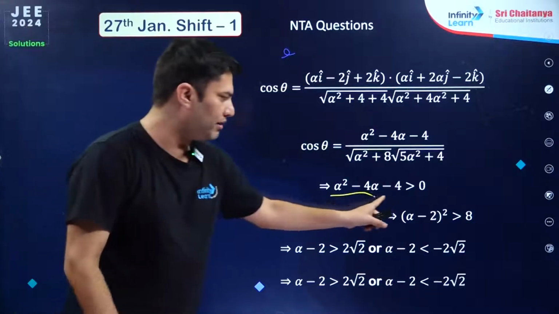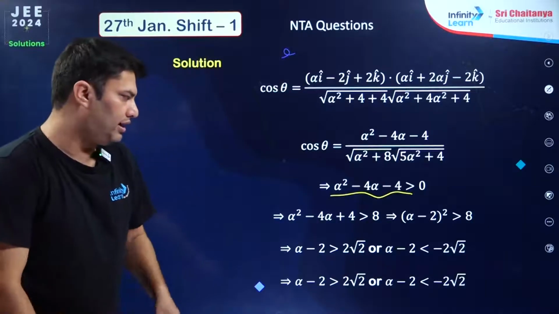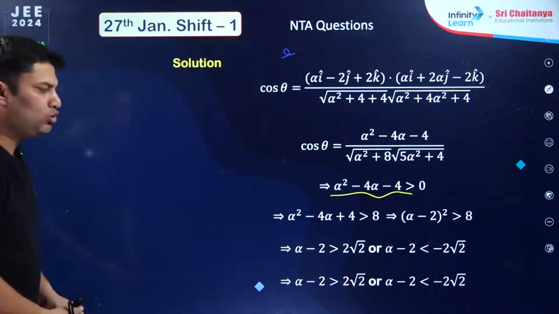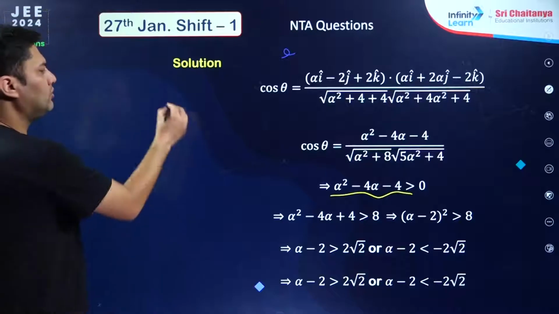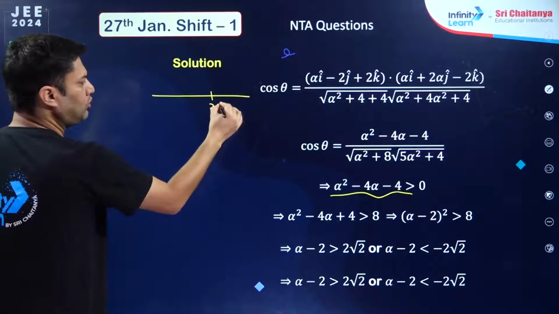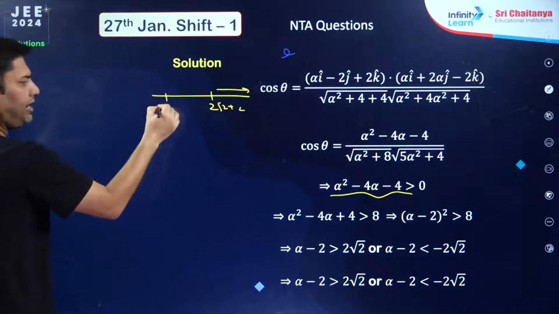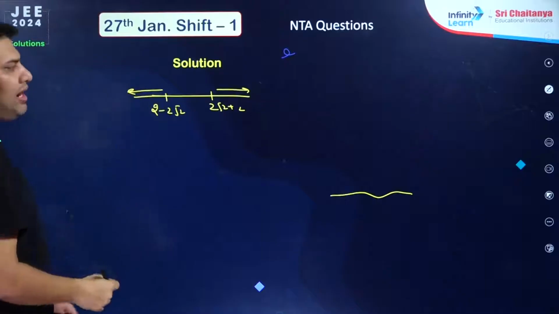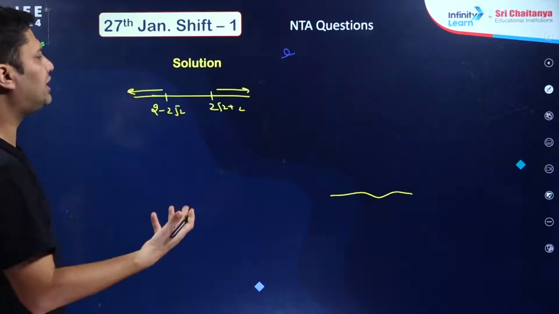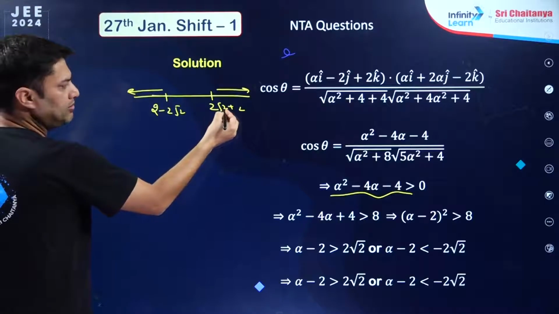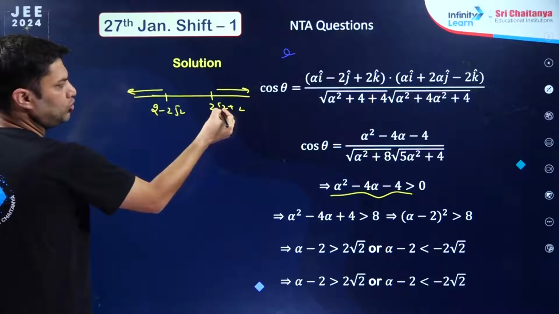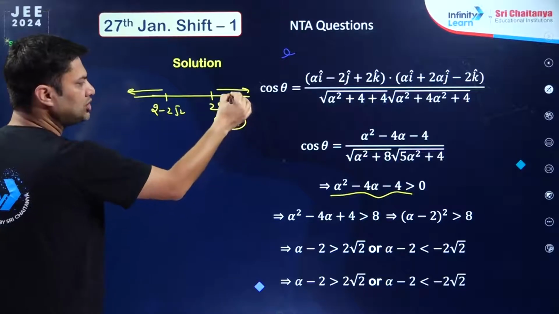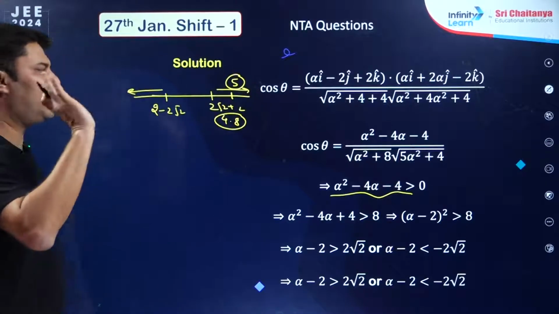So alpha square minus 4 alpha minus 4, and yes, you can solve this. The roots are coming out to be 2 root 2 plus 2 and 2 minus 2 root 2. So 2 root 2 plus 2 is bigger, and 2 minus 2 root 2 is smaller. They have asked you the least positive integral value. Now 2 root 2 is approximately 2.8, so this is about 4.8. So the least positive integral value is 5. So 5 is the right answer.